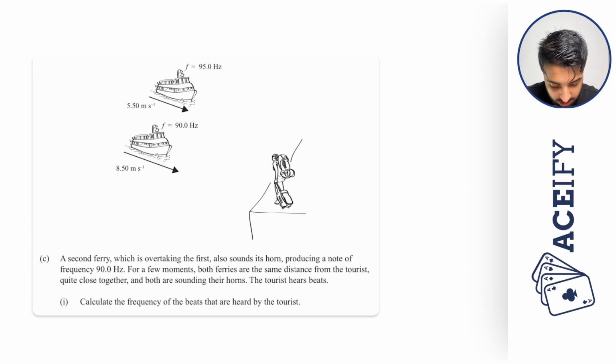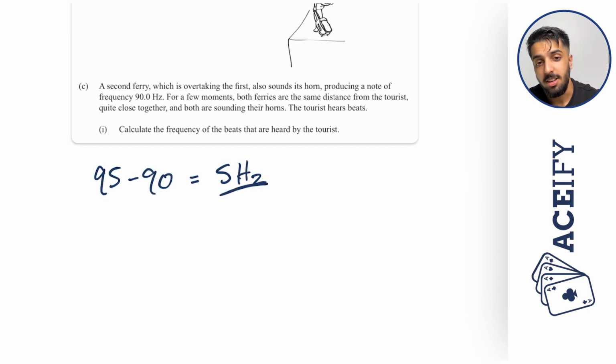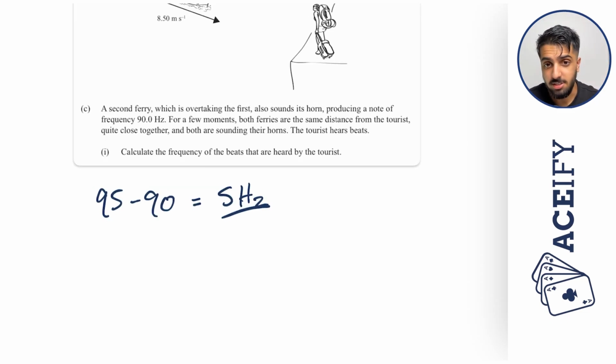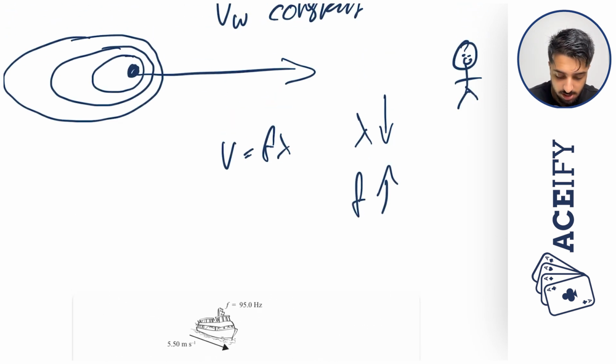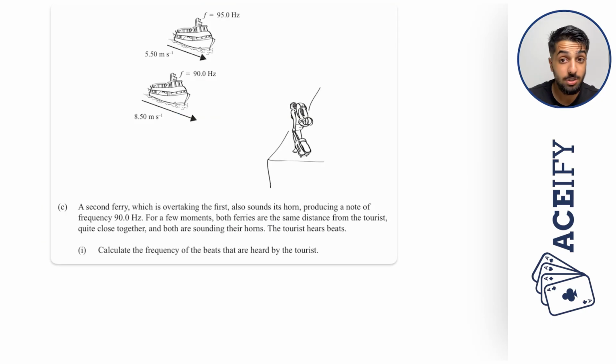Okay, so a common thing a lot of students do is they go 95 minus 90 and therefore the tourist has 5 beats. This is, I guess, intuitive at first glance, because that is the difference between the source frequencies of the ferries. However, this is not the frequency that the tourist has. Remember, the tourist has the Doppler shift, so it's slightly higher. So what we need to do is we already have the frequency that the tourist has due to the first ferry, which is 96.5 hertz. So now we need to find the frequency that the tourist has from the second ferry.